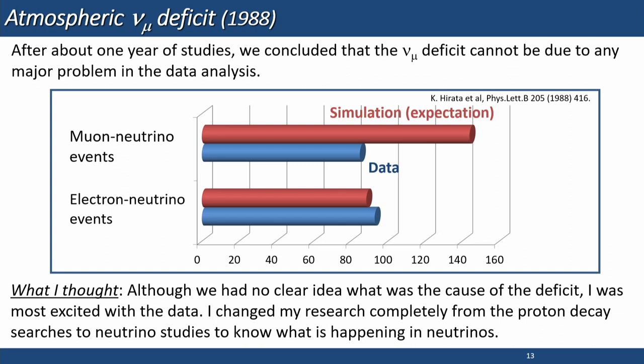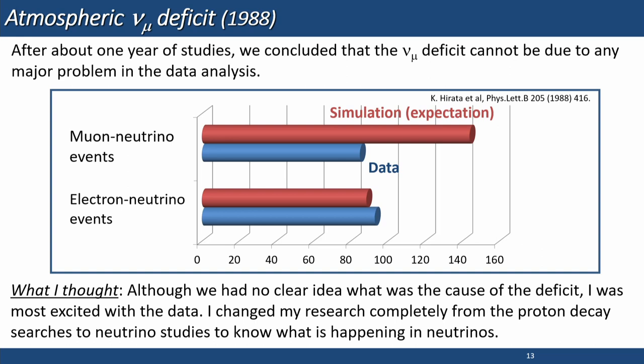Well, we indeed worked hard. We worked for about a year, but we didn't find any serious mistake. So after about 1 year of studies, we concluded that the muon neutrino deficit cannot be due to any major problem in the data analysis.